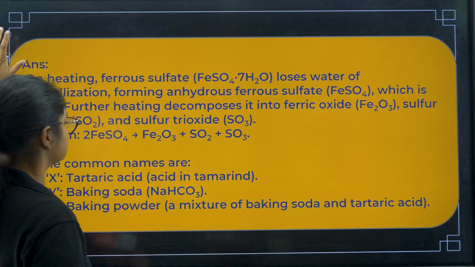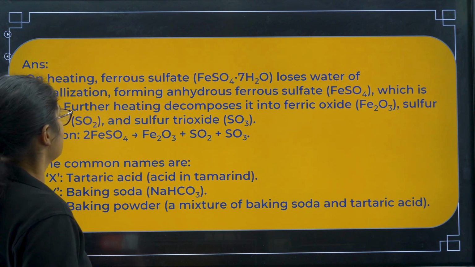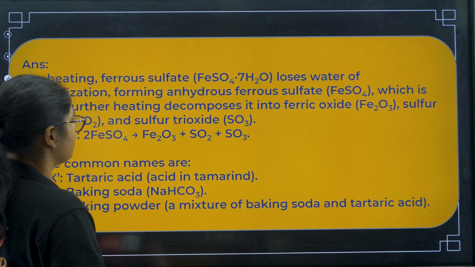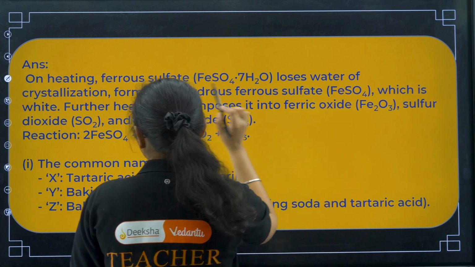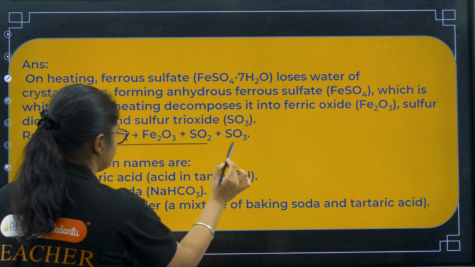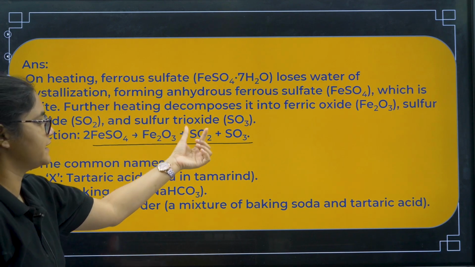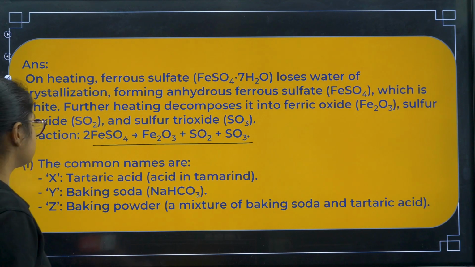Okay, so let's see the answers here. So the first thing, on heating, ferrous sulfate loses water of crystallization forming anhydrous ferrous sulfate. Okay, so you can see the reaction. It is like this: FeSO4. If you heat it, you will get Fe2O3 plus SO2 plus SO3. Next, what is the common name?